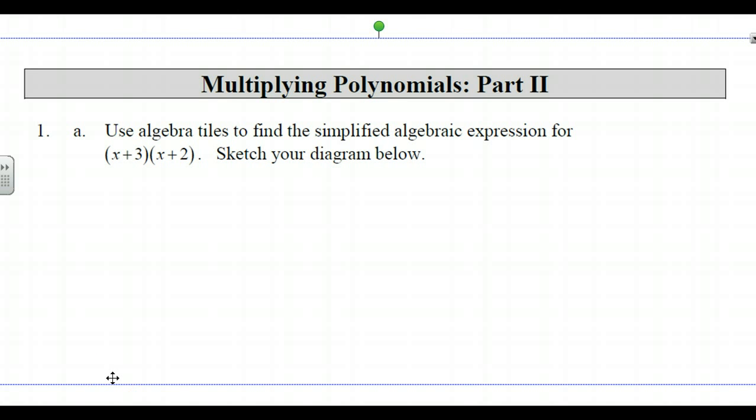Doppler effect. Use algebra tiles to find the simplified algebraic expression for x plus 3 times x plus 2. Sketch your diagram below. On your mark, get set, go. So sketch a diagram, right?